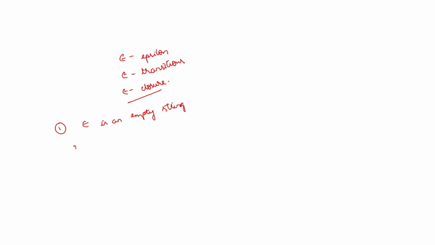So in this video we are going to discuss what is epsilon and what are epsilon transitions and how to find the epsilon closures. So first one, that is epsilon. Epsilon is an empty string, okay? And as we all know, the length of an empty string is 0.